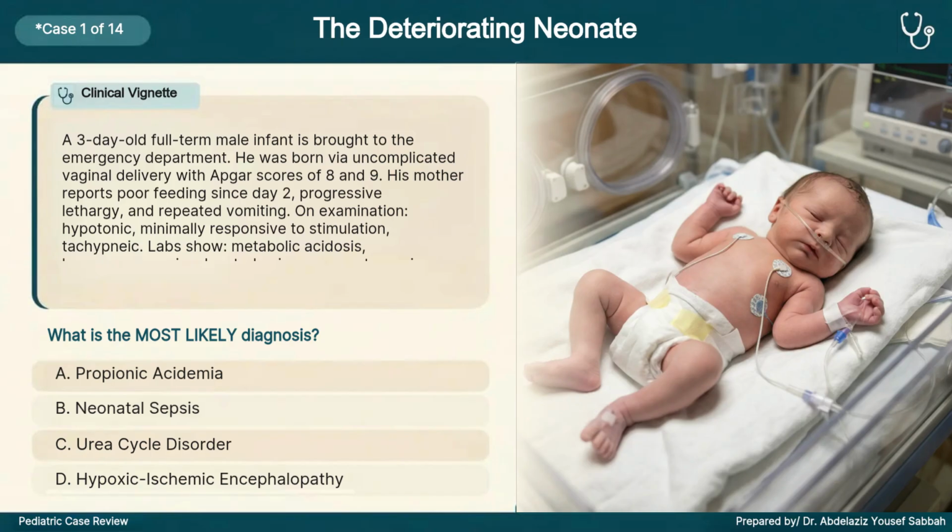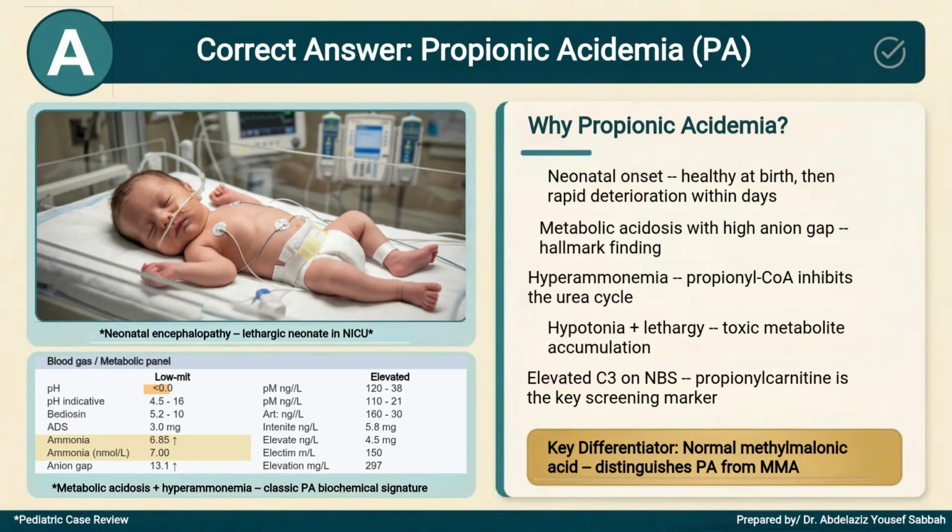Option A, propionic acidemia. Option B, neonatal sepsis. Option C, urea cycle disorder. Option D, hypoxic ischemic encephalopathy. The correct answer is option A, propionic acidemia.